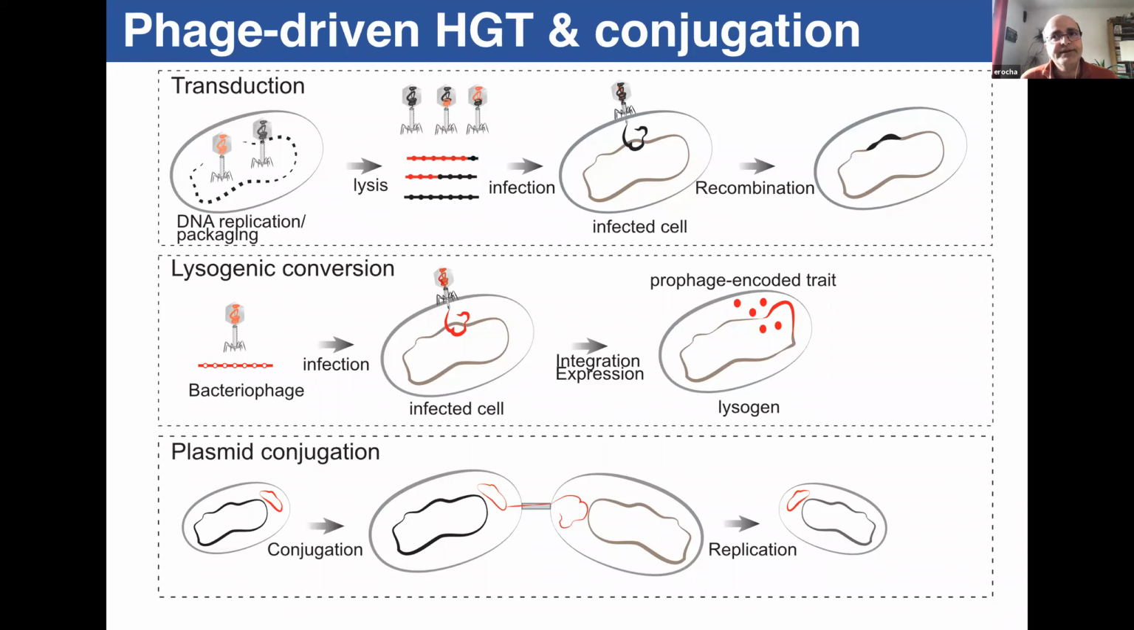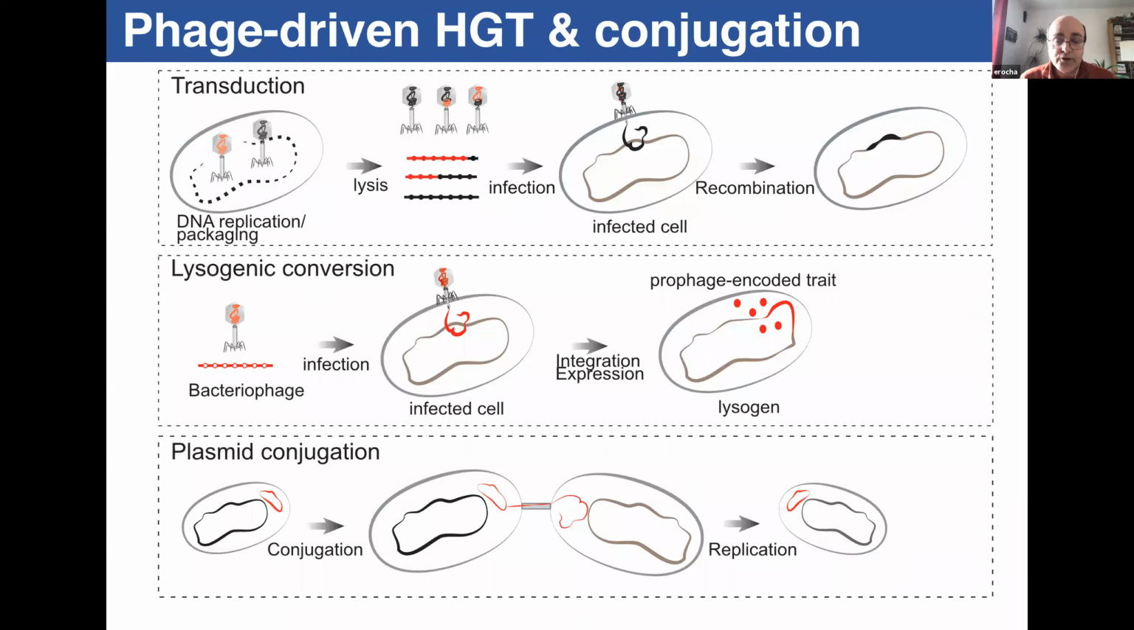Conjugation is fairly different. There's also a mobile genetic element, for instance, a plasmid, that is going to produce a bridge or a pilus between two cells. So this requires an intimate cell-to-cell contact. And then there will be machinery, a type 4 secretion system, that will be able to transfer single-stranded DNA from one cell into the other. And at the end of the process, the mobile element is existing in two cells, in the donor and in the recipient.